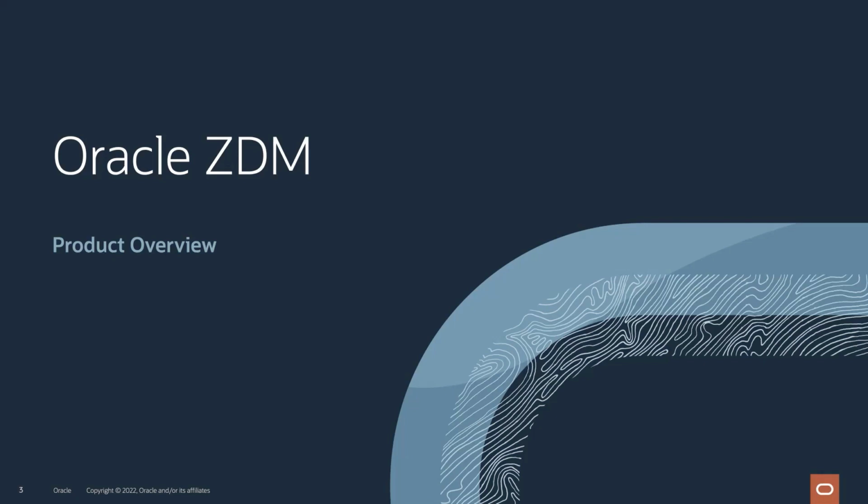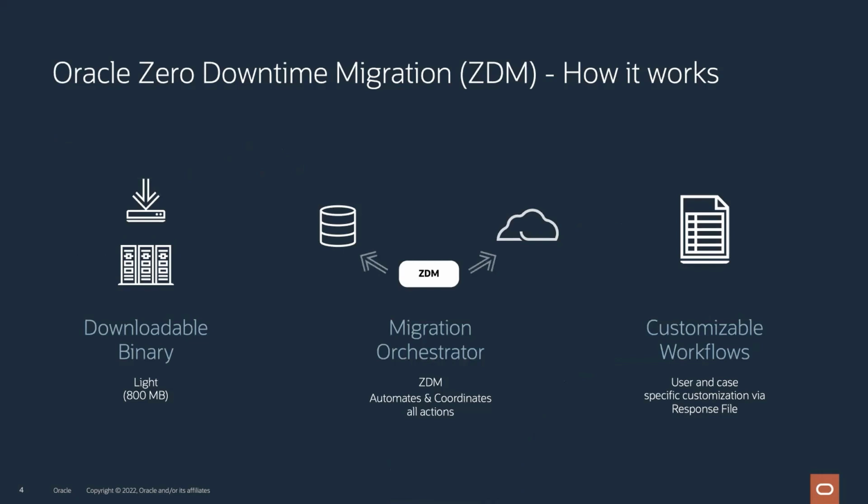So how does ZDM work? Oracle Zero Downtime Migration, ZDM, is a downloadable binary that you download out of our product website. And it's light, it's a small file. Once you install it, the installation can happen in different places. You could, if you want to, install on a VM, virtual machine, in your premises, in your data center, in any server, or it could be running in the cloud, in a compute node if you wanted to. It's all fine, as long as there's connectivity to the source database and target database.